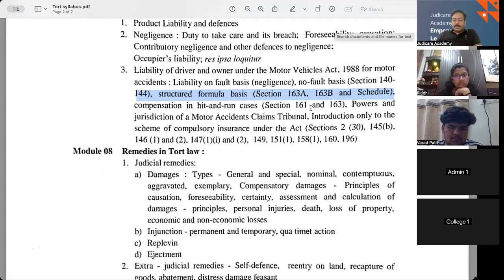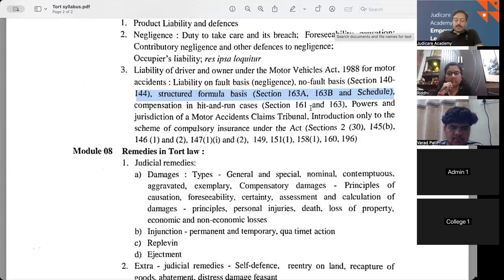So the section says, no person shall use except as a passenger or cause or allow any other person to use a motor vehicle in a public place unless there is in force in relation to the use of the vehicle by that person or that other person, as the case may be, a policy of insurance complying with the requirements of this chapter.